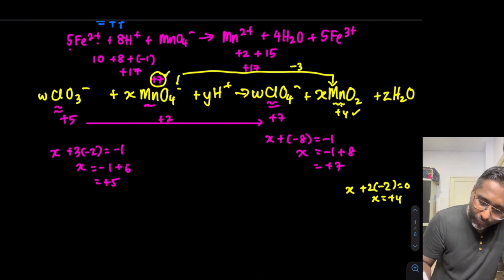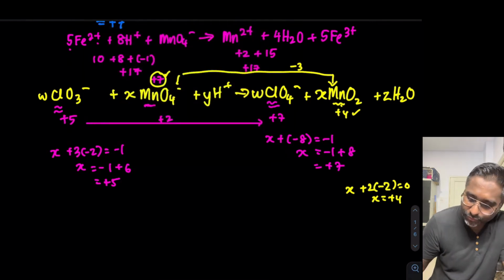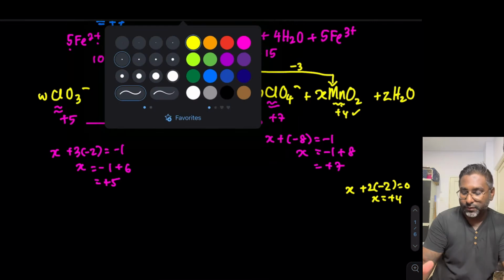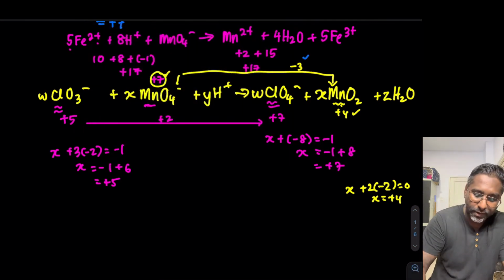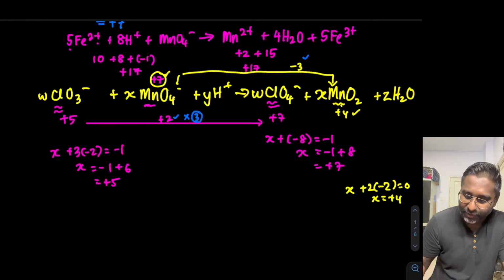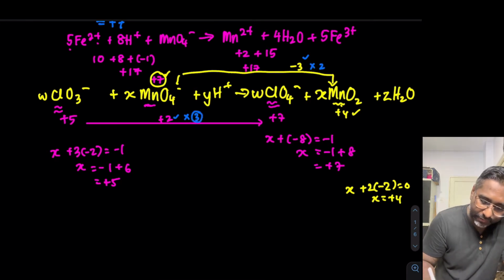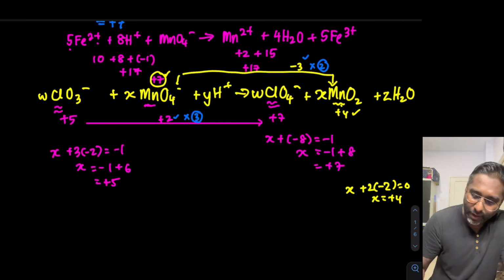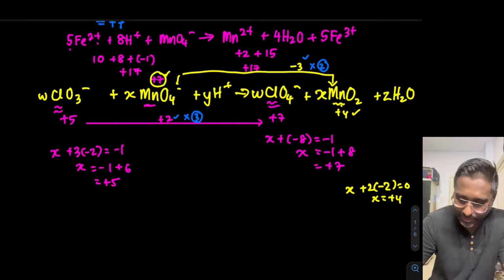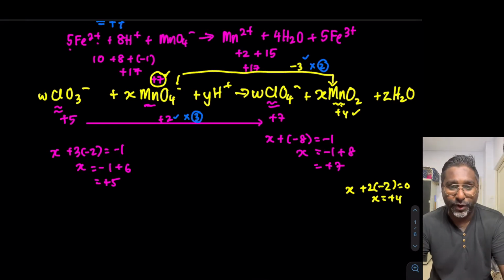Now once I have that, I just need to look at the ratio. In this case, the ratio that I'm going to use is 6, because negative 3 and then 2. So I times this by 3, I make it plus 6. I times this by 2 so that I get minus 6, same ratio.